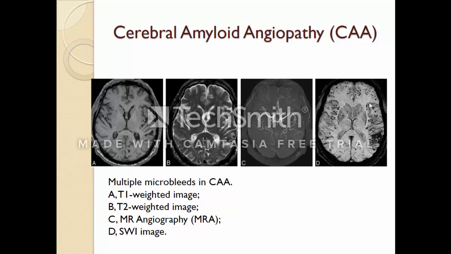But the picture A, T1 weighted image, and the picture B, T2 weighted image do not reveal significant abnormality. And also picture C, MR angiography, MRA, shows normal brain vascular structure. But here in SWI, we can see this hemorrhage in the left area. You can also see these little dots as microbleeds, and they are distributed all over.